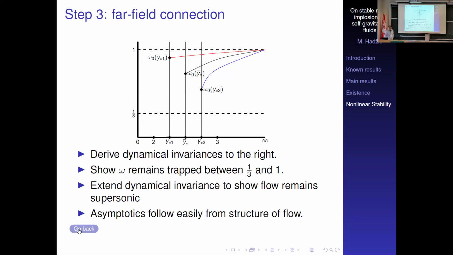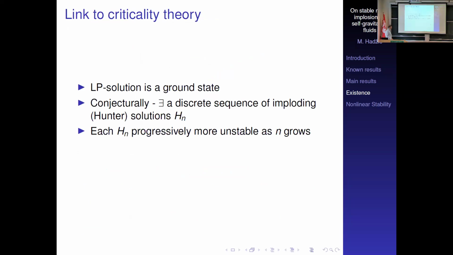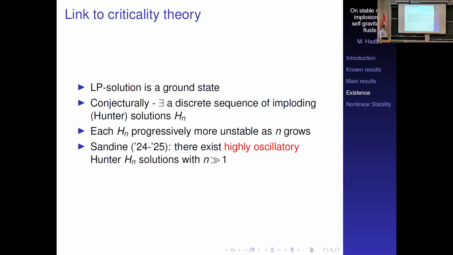I better go back. Okay. What is this link to criticality theory? Again, Larsen-Penston should be thought of as a ground state, and conjecturally, there is this sequence of ever more progressively unstable so-called Hunter solutions. And Eli proved their existence using some ideas from the dispersive world and very sophisticated implicit function theorems that allow you to do that.